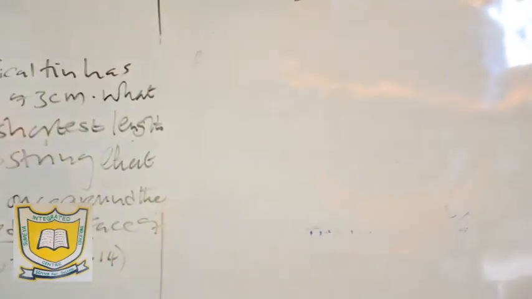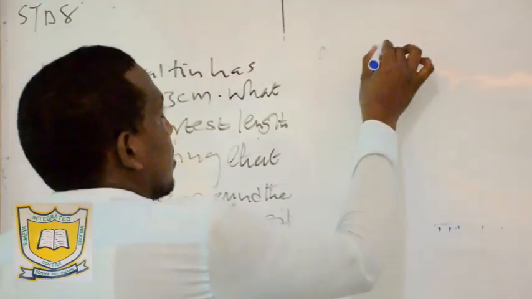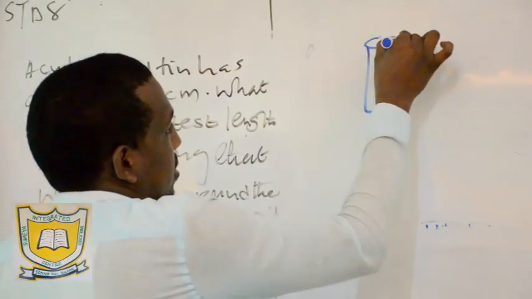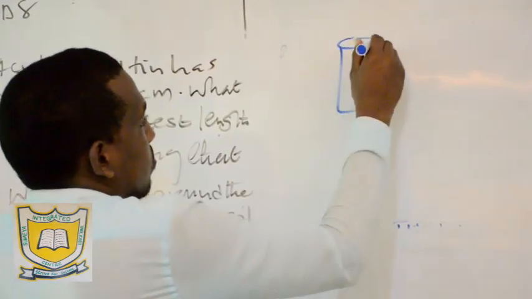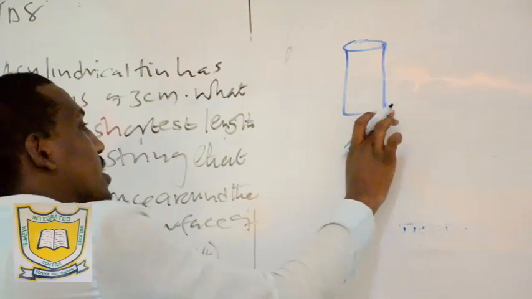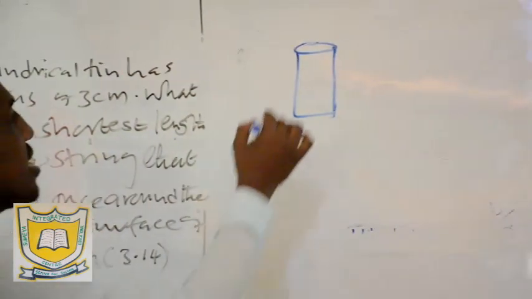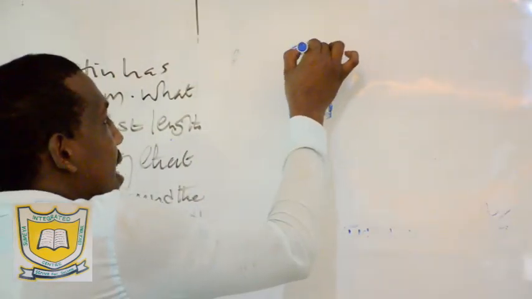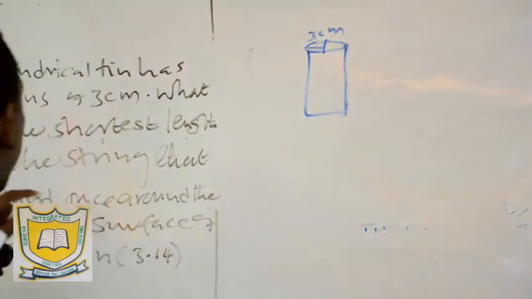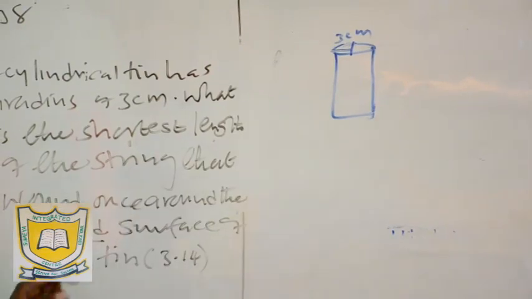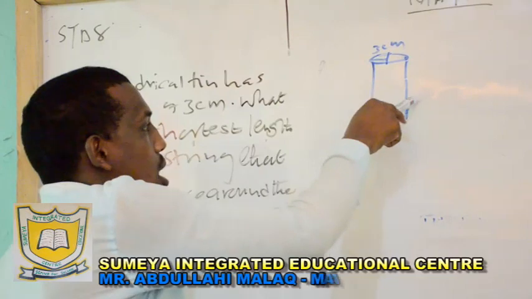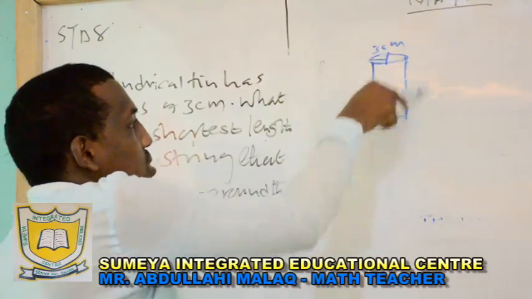Now let us see. You are told a cylindrical tin. Let's say this is the tin. A cylindrical tin has a radius. The radius is not the diameter. The radius, the line is not full, is 3 centimeters. Then you are told, what is the shortest length of the string that was wound around the curved surface of the tin?